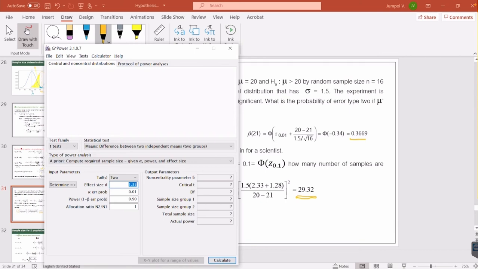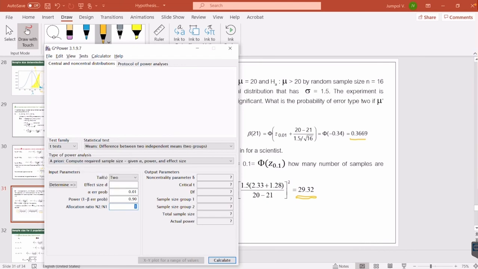The first thing is you need to specify the type 1 error. Type 1 error in this case is 0.01, right? And type 2 error, which is beta, sometimes they use power instead of beta. The power is just 1 minus beta. So if our beta is 0.1, power is 1 minus 0.1, which is 0.9. And the allocation ratio is number of samples 2 divided by sample 1, which is 1 in this case because number of samples are the same.